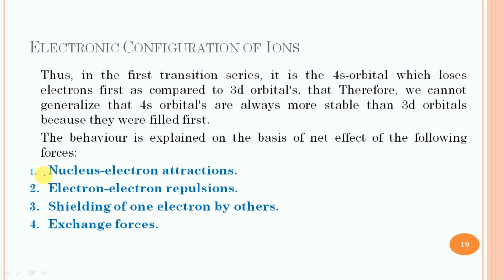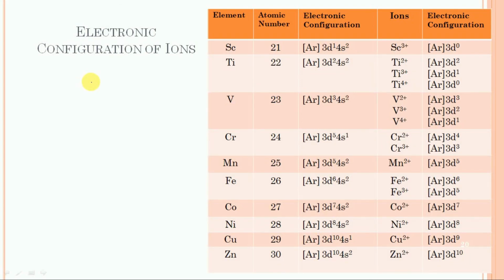The first one is the nucleus-electron attraction. The second one is the electron-electron repulsion. Then the shielding of one electron by other electrons, and exchange forces. Thus, in the first transition series, 4s electrons are removed first, then 3d electrons.